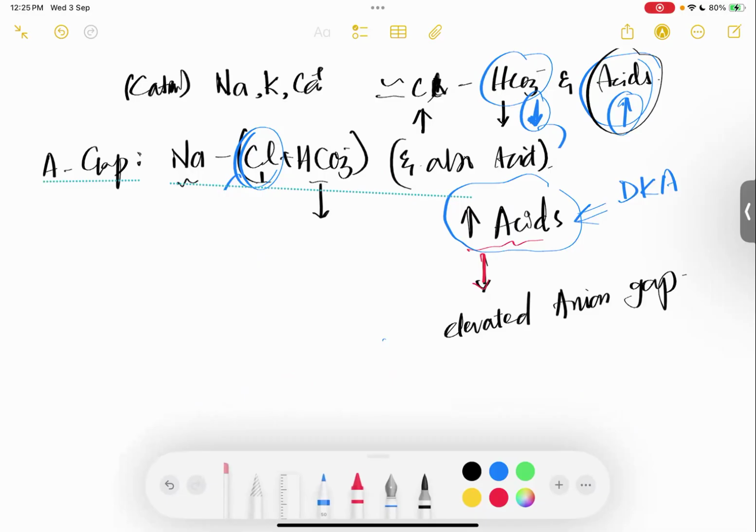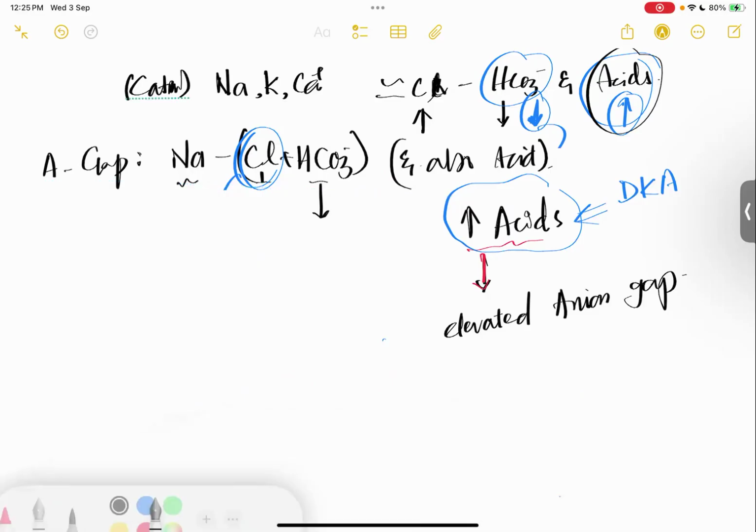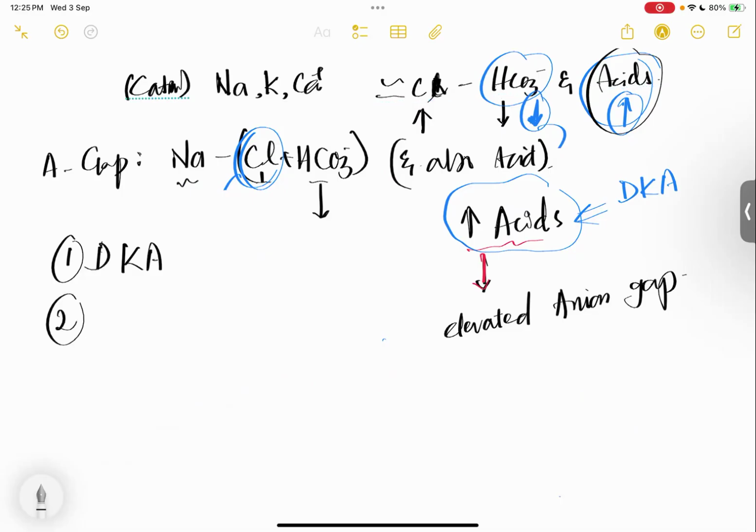Give me examples so that I know that you guys are understanding it. First example is DKA, right? We are putting ketones. What can be the other cause? Carbon monoxide poisoning. I am making it easy for you.